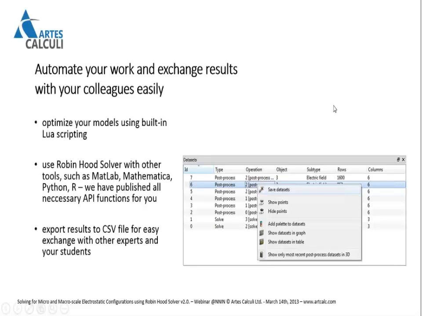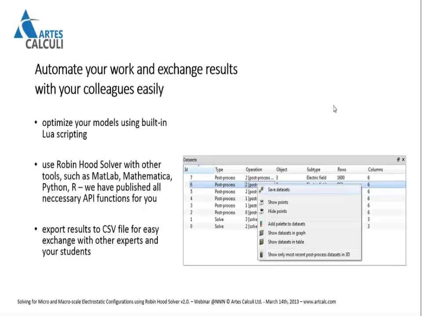Besides working on the visualization engine, we have also invested a lot of time and a lot of effort to make your work faster and easier by automating it and by exchanging the results with your colleagues more easily. You can optimize your model using built-in Lua scripting, and you can use Robinhood Solver with other tools such as MATLAB, Mathematica, Python, or R.